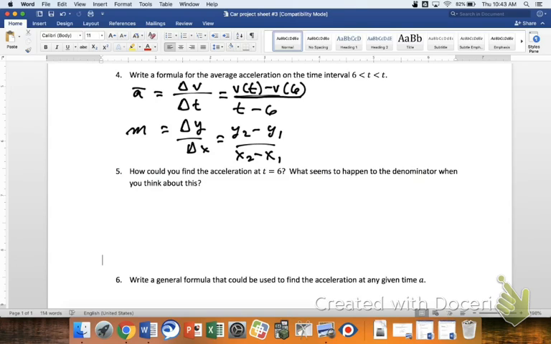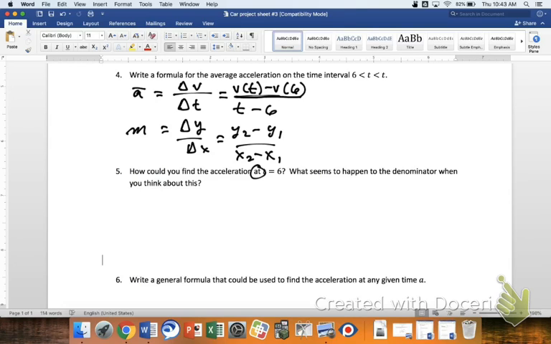Of course, the y's and x's are just sort of general data points. They're not as specific as our v's and our t's. But I just want you to see it's the same thing, right? This is just the average slope between any 2 points. Are you starting to make a few connections here? Okay, we're headed a little more specific now. Number 5 says, how could you find the acceleration at t equals 6? This is a huge difference.